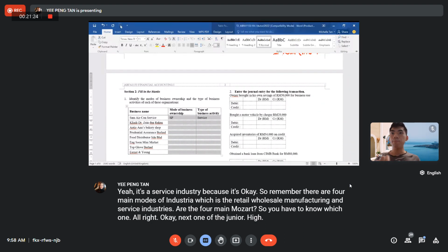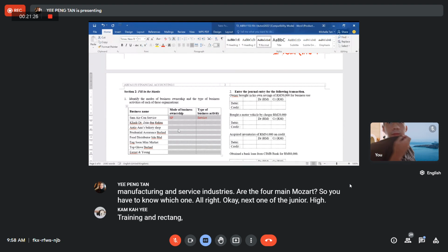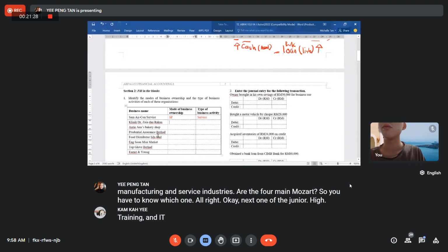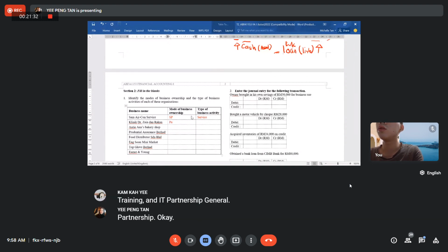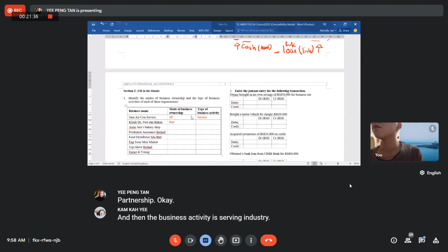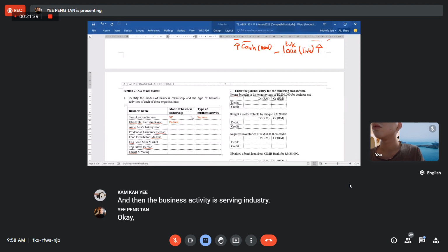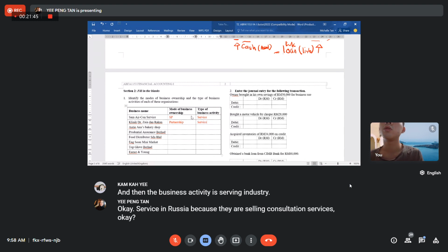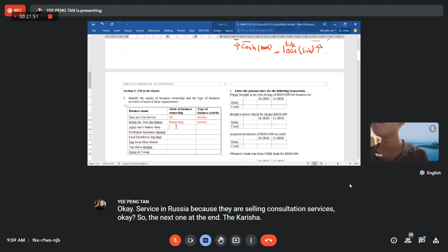Clinic Dr. Zhang and Tan is a general partnership. Okay, general partnership. And the business activity is service industry, because they are selling consultation services. Good.